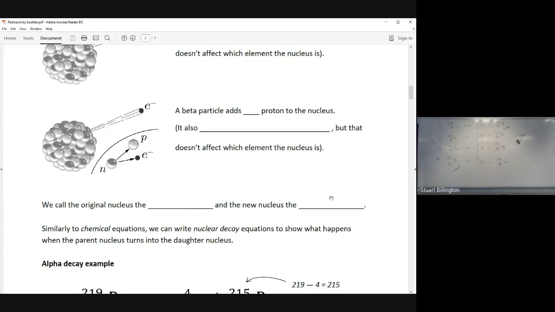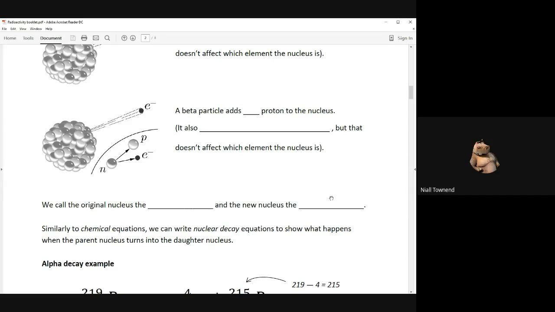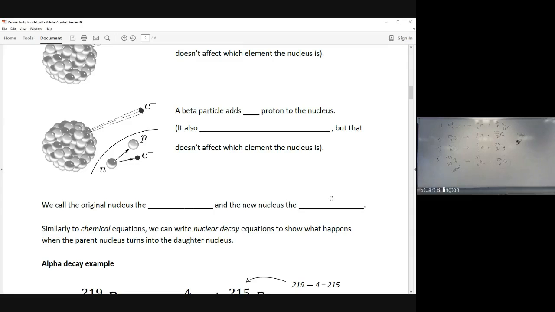Okay, so back to what you're making a note on in the back of your book, ready to put in the booklet when you get it. The next sentence on the booklet says, a beta particle adds how many protons to the nucleus? When a neutron turns into a proton, how many protons did we get? Not a trick question. There's one. Just one, yeah. So a beta particle adds one proton to the nucleus, but at the same time we lost something. What did we lose?